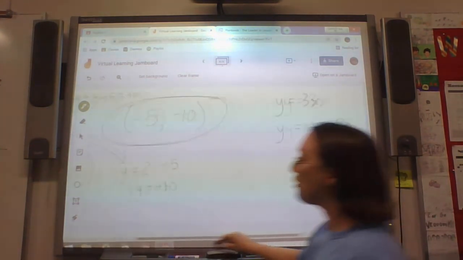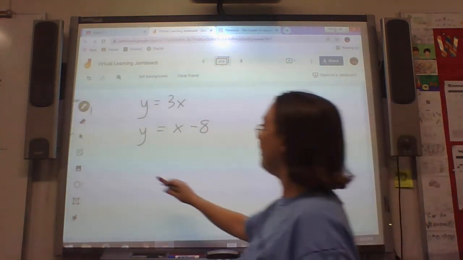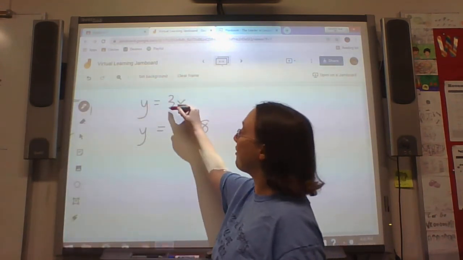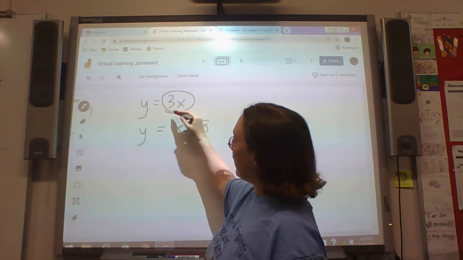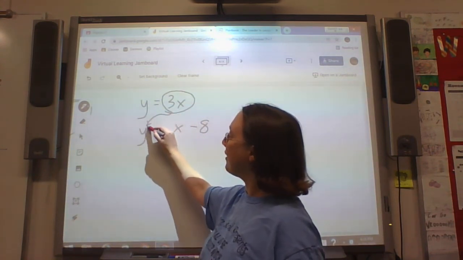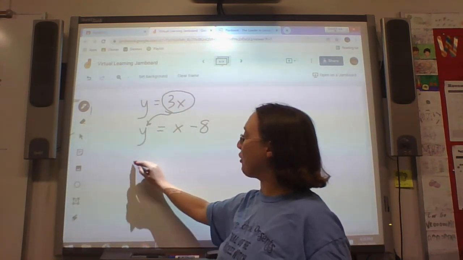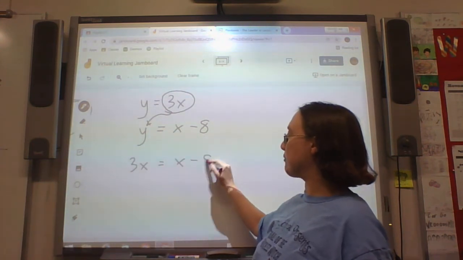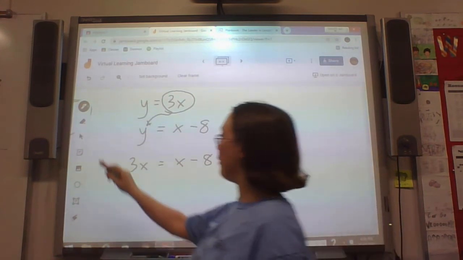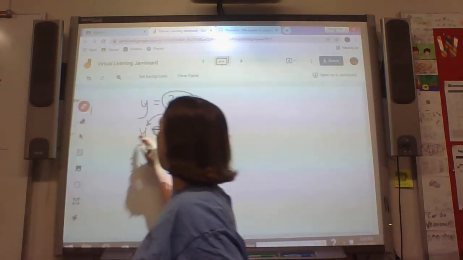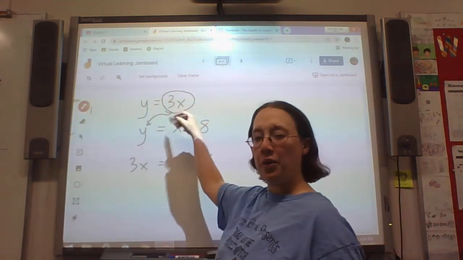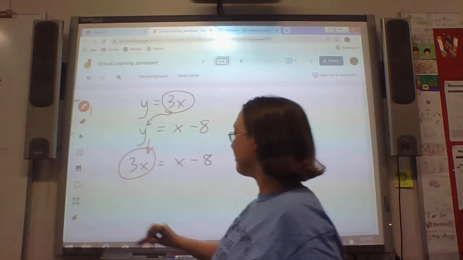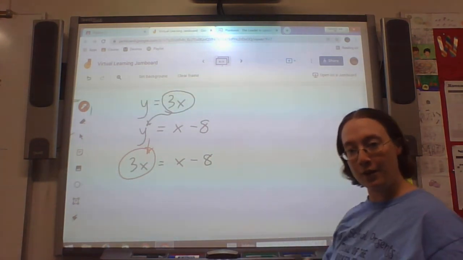Yeah, let's try one more of those. Alright, same sort of thing. So we're going to start off by taking that 3x, and we're going to put it where we had a y. So now this y is a 3x, and this x minus 8 is still an x minus 8. The only thing we changed there again was we changed that y into a 3x, because we know y equaled 3x up here. So this y turned into a 3x.